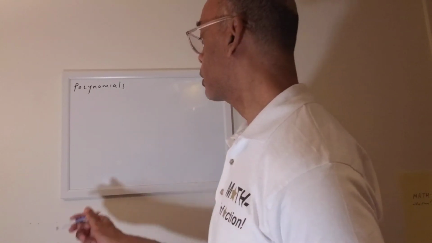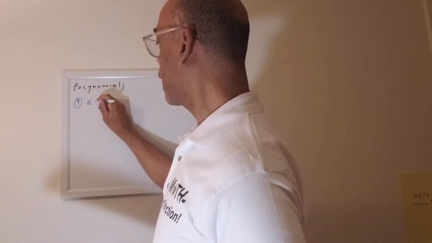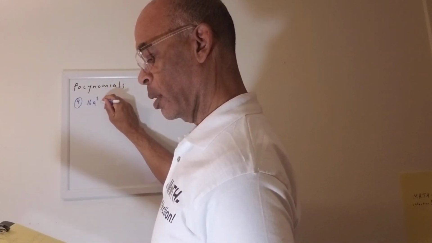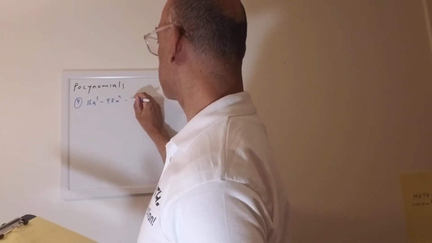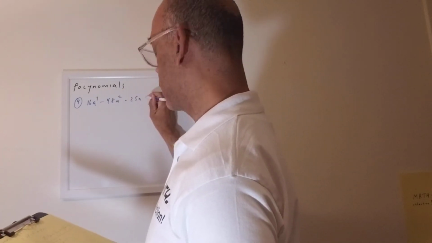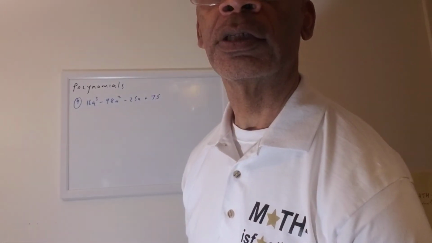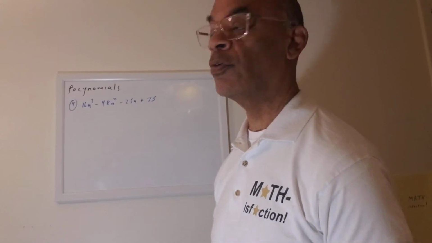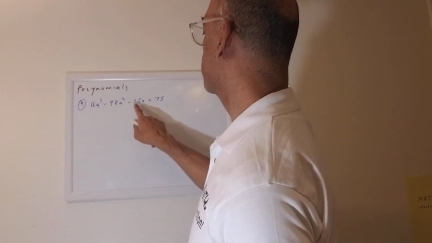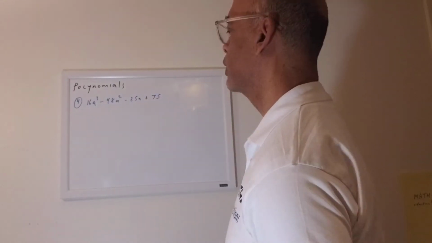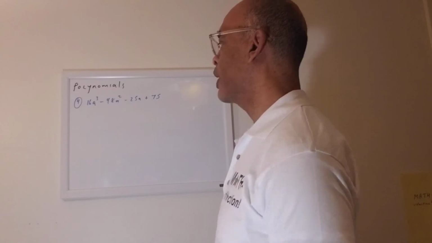Okay. 16a to the third minus 48a to the second minus 25a plus 75. First, look for the greatest common factor of your 4 terms. 16, 48, 25, 75 do not have one. Each term does not have an a. There's no greatest common factor.